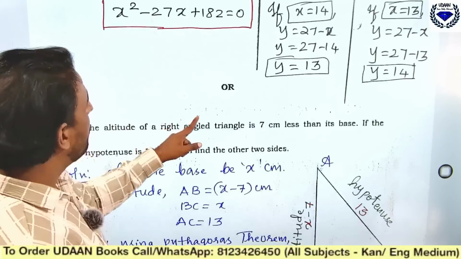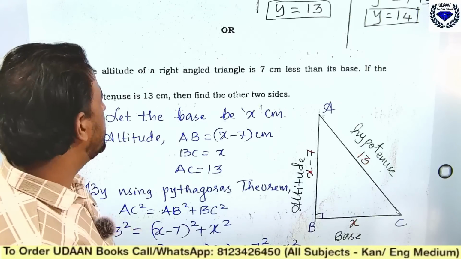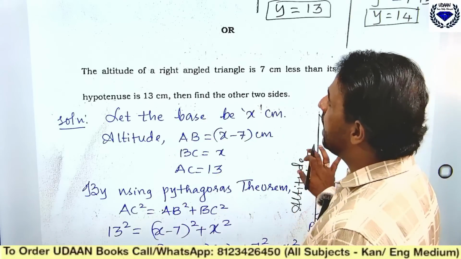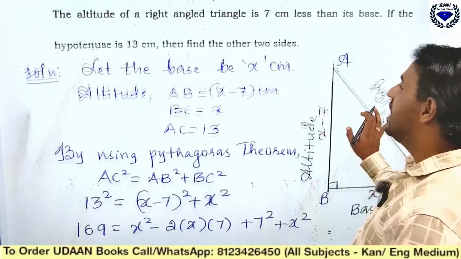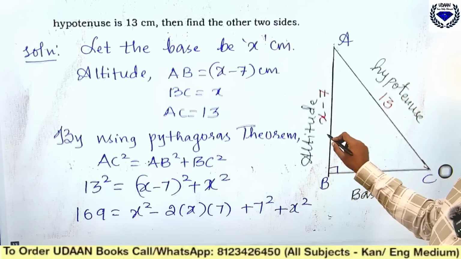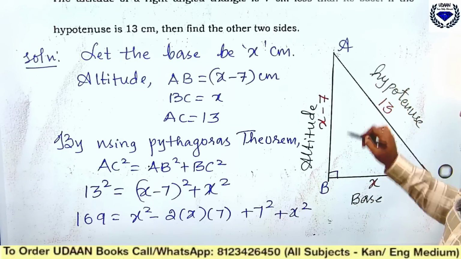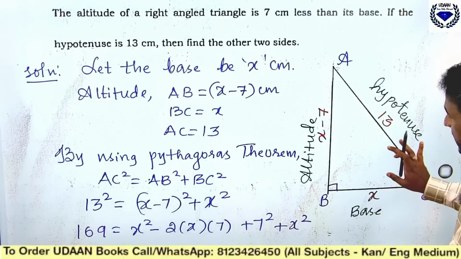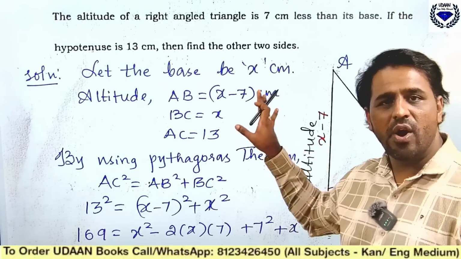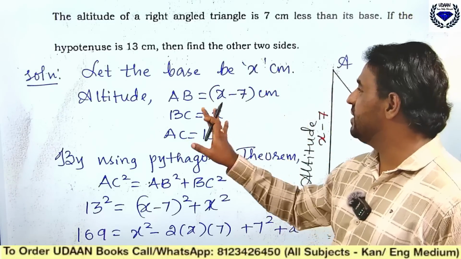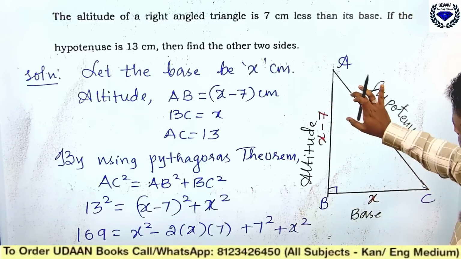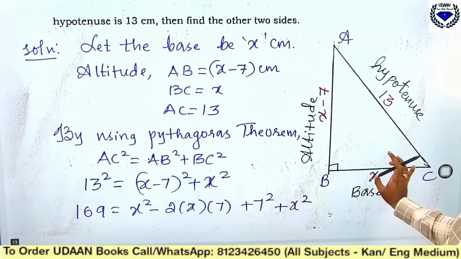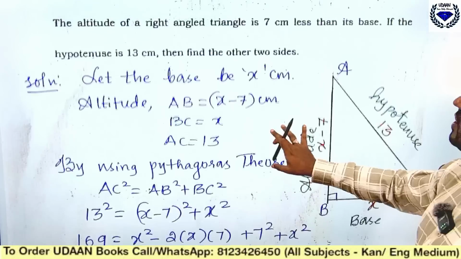Then next one, there is our question here. The altitude of a right angle triangle is 7 cm less than its base. If the hypotenuse is 13, then find the other two sides. See what you should do, you should draw one triangle ABC. They said that altitude is 7 less than its base. So let the base be x centimeter. Altitude AB will be x minus 7 centimeter, less than its base. Therefore, AC will be 13, already it is given.